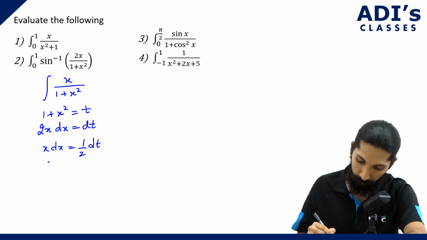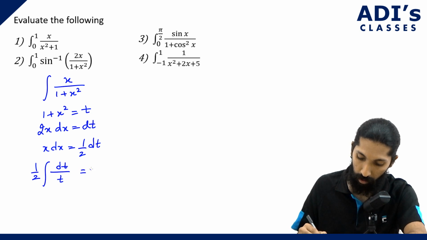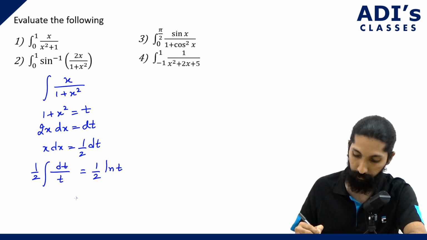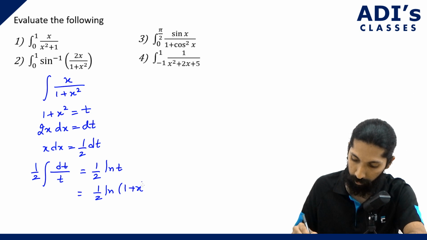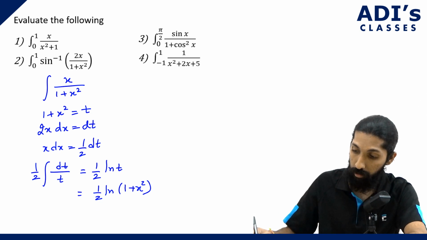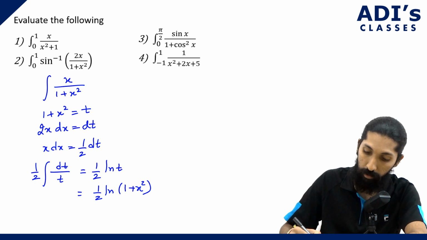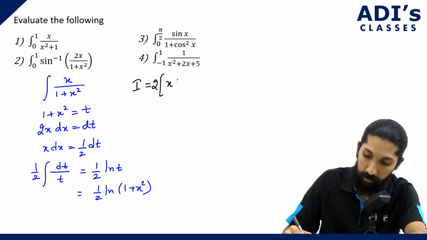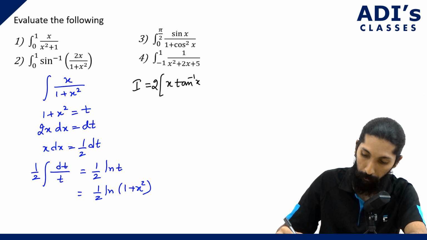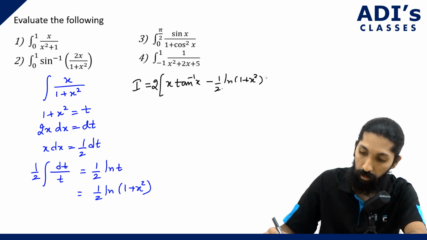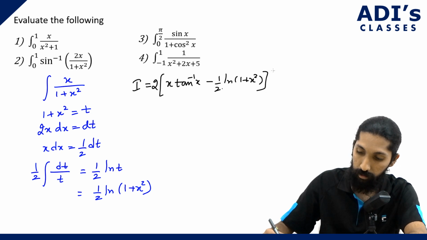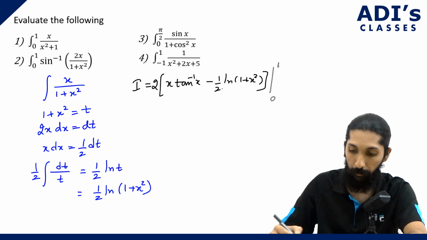So integral of half dt divided by t, or you can say half log t, right? Or this is going to be half log of 1 plus x square, isn't it? So what do we have for the final integral? I is equal to 2 times x tan inverse of x minus half log of 1 plus x square, correct? And what are the limits? Limit is from 0 to 1.